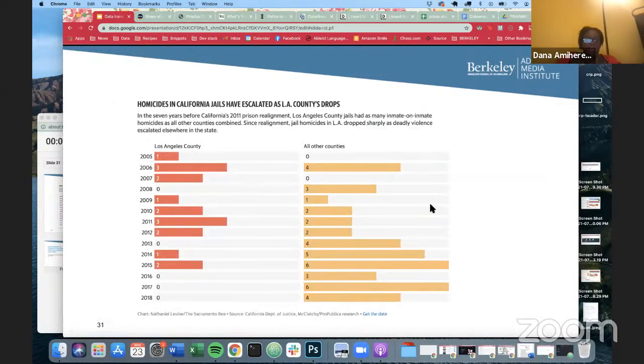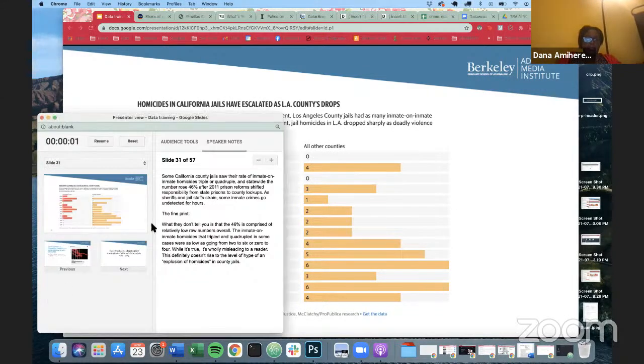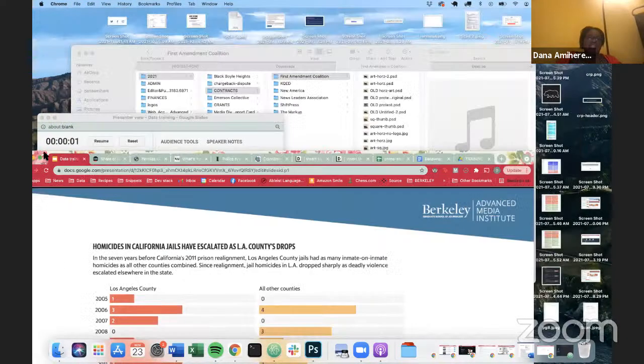And this is one of the main charts from the story. And I'm going to read you the excerpt that they have as their main takeaway from the story. It says, some California county jails saw their rate of inmate on inmate homicides triple or quadruple, and statewide the number rose 46% after 2011 prison reforms shifted responsibility from state prisons to county lockups. Okay, so that sounds terrible, right? Triple, quadruple, the statewide number rose 46%. That's almost half. That sounds absolutely awful.